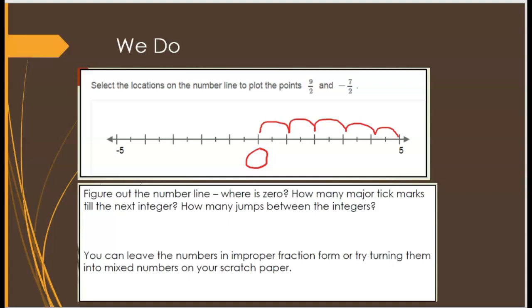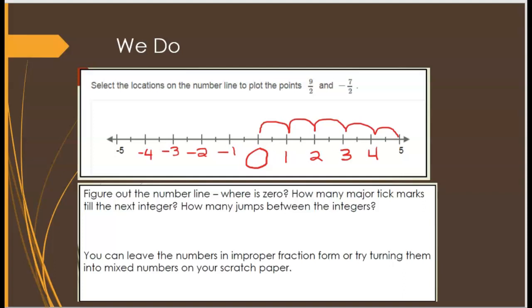Now, there's how many tick marks in between our big ones? This would be 1. This is 2. Remember, as we go to the right, the numbers get bigger and they're positive. As we go to the left, our numbers are negative. -1, -2, -3, -4, and -5.